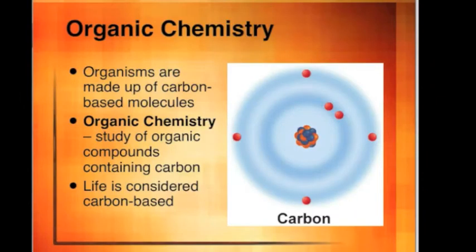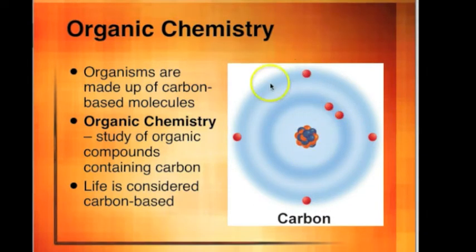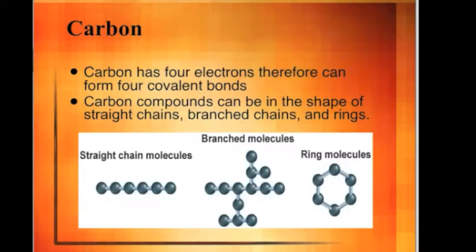All right, so this is the actual part of our unit that is considered organic chemistry, and all organisms are made up of carbon. Organic chemistry is the study of carbon-containing compounds. We have over here a carbon atom, which, if you look at it, has 6 electrons. All living things have carbon, therefore life is considered carbon-based.